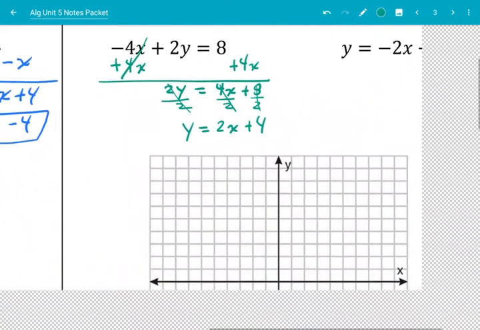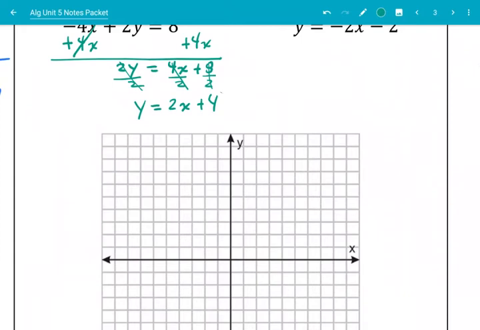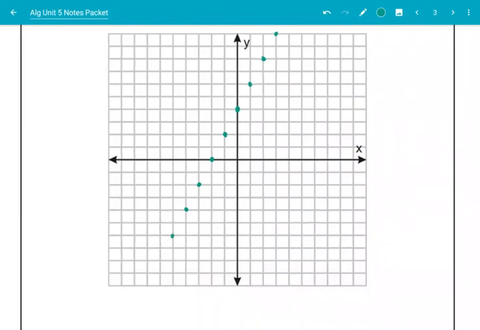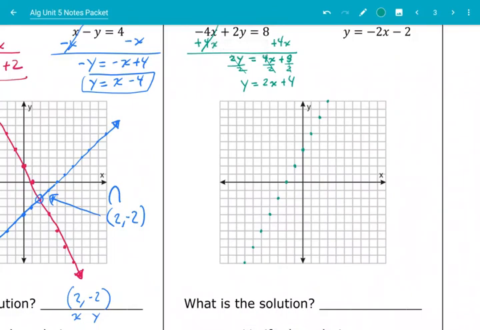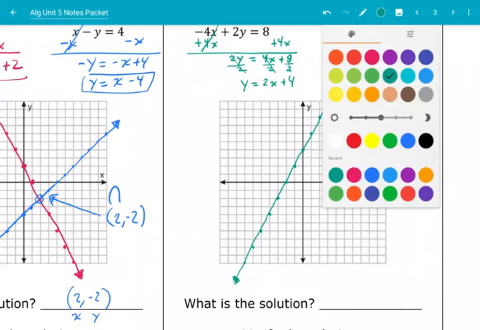So let's go and plot that. Here's my b value. 1, 2, 3, 4 right there. And then the slope is 2, so up 2 and over 1, up 2 and over 1, or down 2 and backwards 1. Down 2 and backwards 1. I can draw my green line. There we go.